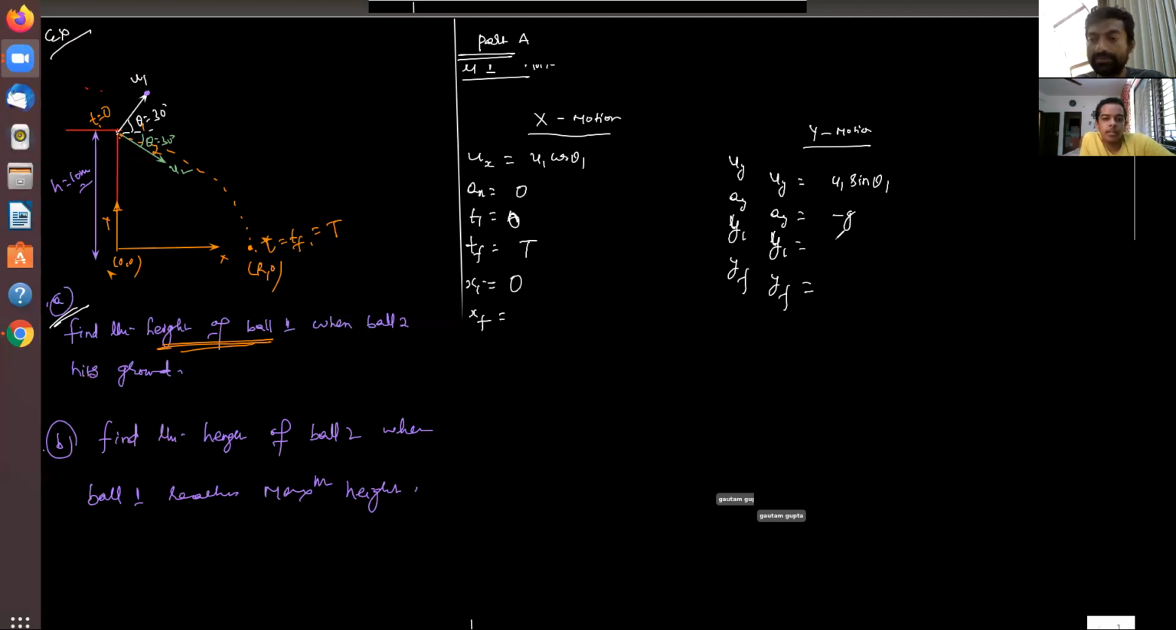Yi is h, and yf is what you have to calculate. You have to calculate where it is. It is asking what the height is, so it is asking the y coordinate. So let us apply this formula.